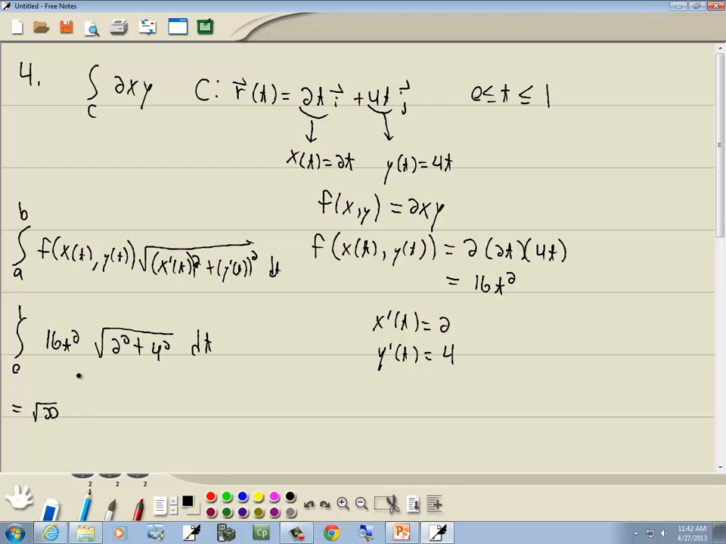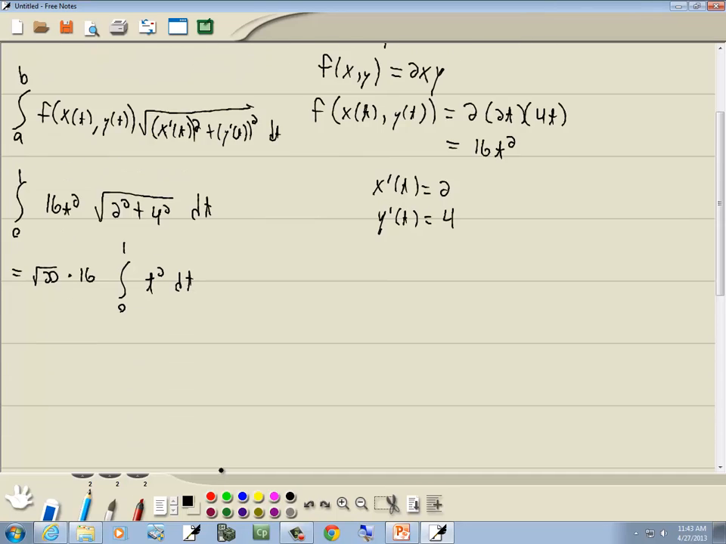I'll go ahead and put it out in front. And actually, I can go ahead and put 16 out in front also. So we're left with t squared dt. Well, square root of 20 reduces to 2 square root of 5, times 16. And to integrate this, add 1 to our power, divide by our new power. So that's 1/3 t to the third from 0 to 1. So that gives us 32 square root of 5.